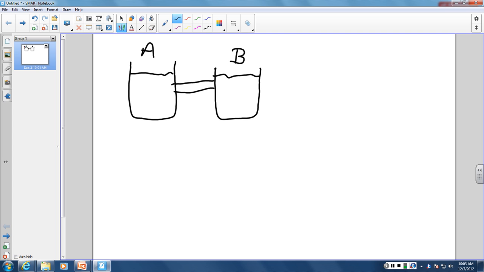Let's just say in container A we have a 25% solution of some salt, 25% salt. And over here we have 35% salt. Now, let's just say they're connected, but there's a semi-permeable membrane between them that will allow some particles to move across and not others.